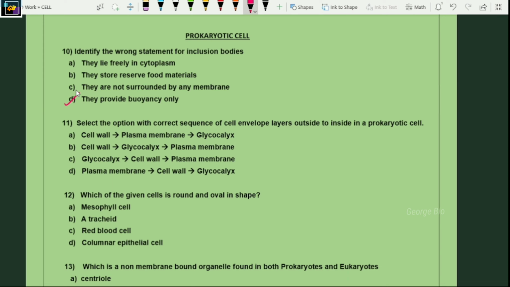Number 11. Select the option with the correct sequence of cell envelope layers from outside to inside in a prokaryotic cell. From outside to inside, what is present? Glycocalyx followed by cell wall followed by cell membrane or plasma membrane. So the suitable option here is C. Number 12. Which of the given cells is round and oval in shape? In the overview we have studied about it. The answer is mesophyll cells.